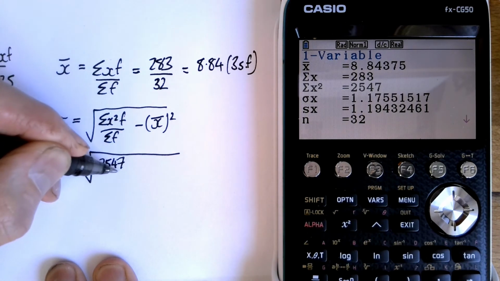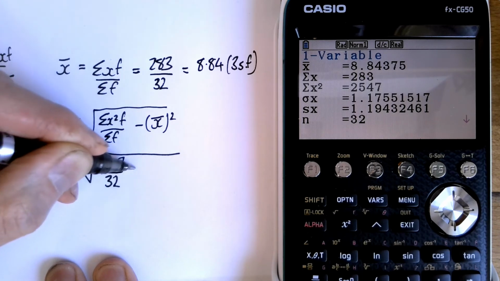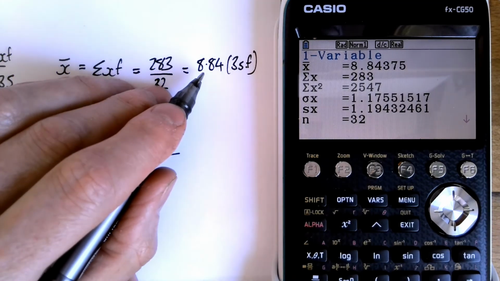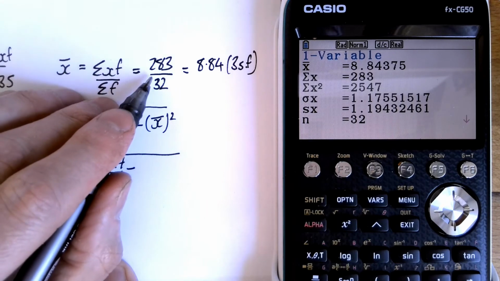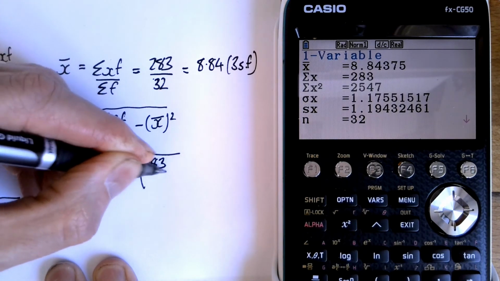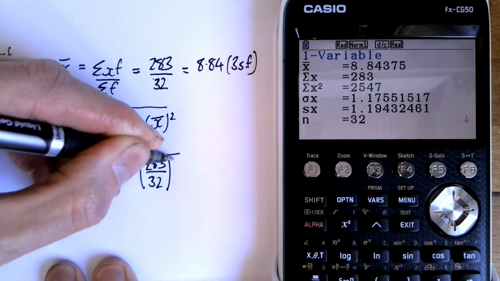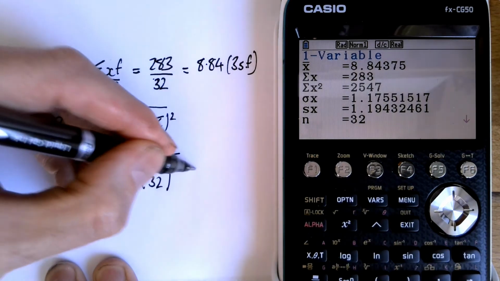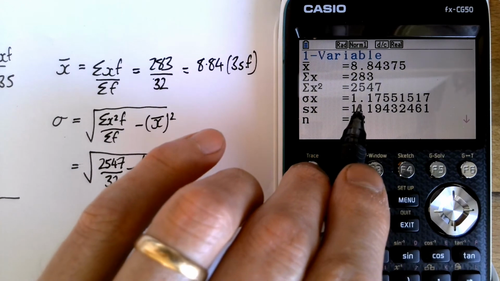Sigma f is 32. I need to take away the mean squared, but this was a rounded value, so I'm not going to use that. I'm just going to type that in again. Well, I'm not going to have to type it in at all, am I? Because I've already got the answer. This is me just showing my working. And the standard deviation is 1.18.